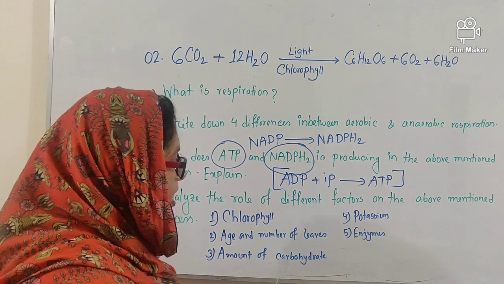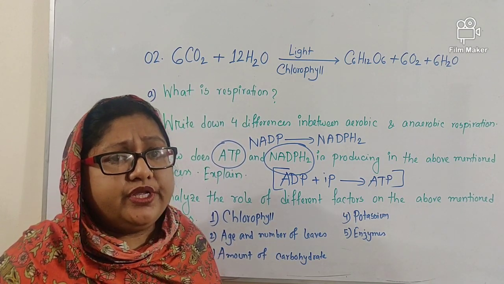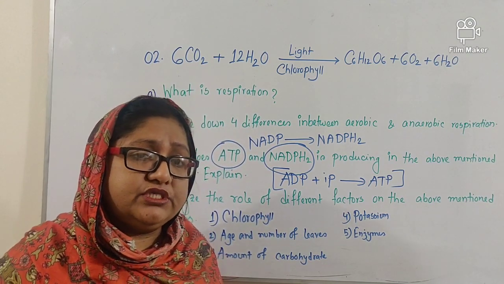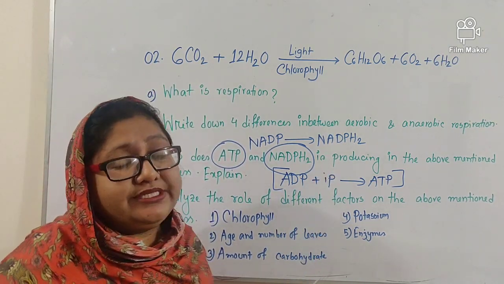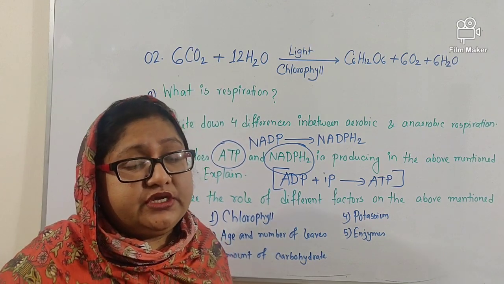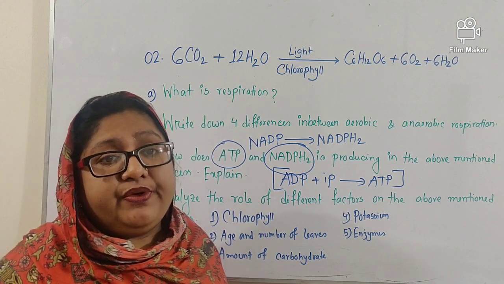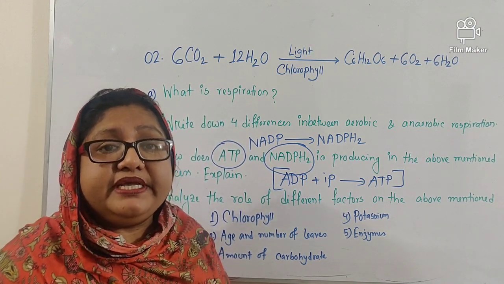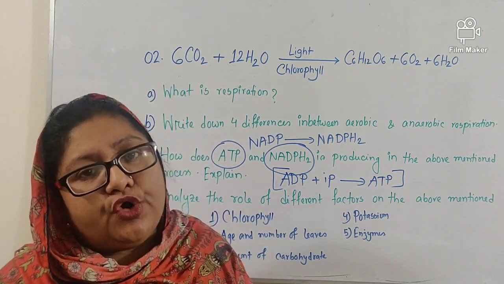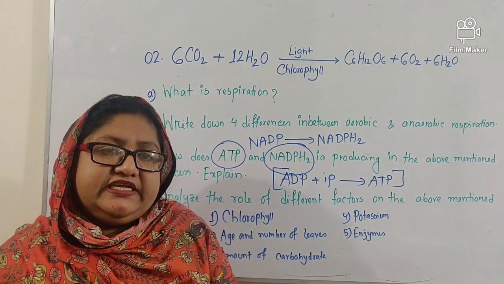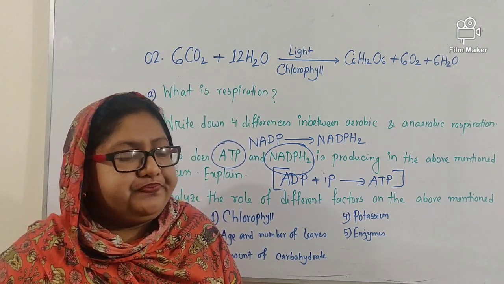Then amount of carbohydrate. If the amount of carbohydrate is higher in any leaves, then the rate of photosynthesis will be lower, because carbohydrate is one of the products during photosynthesis. So during evening the rate of photosynthesis becomes low. Why? At that time the accumulation of carbohydrate in the leaves occurs. That is why the rate becomes slow.